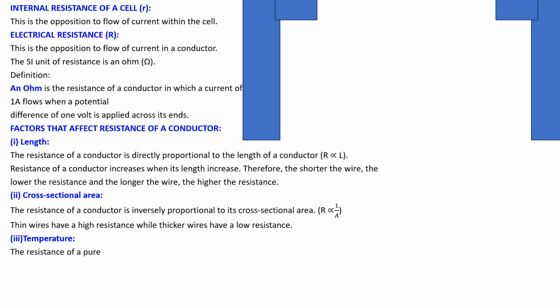Temperature. The resistance of a pure material like copper increases when its temperature increases. I repeat, pure metals. But do you have pure metals in life? Well, let's take copper as a pure metal. Its resistance increases with the increase in temperature.